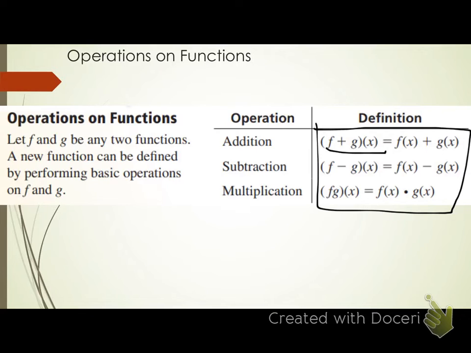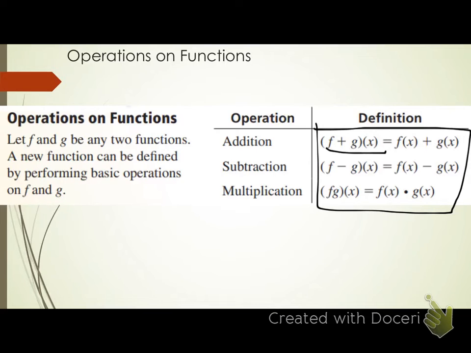How do I add functions or polynomials? It's a 3-word phrase. The words start with C, L, and T. Combine like terms. That's all I have to do to add polynomials, right? Just combine your like terms.